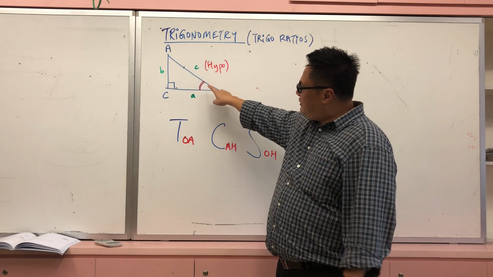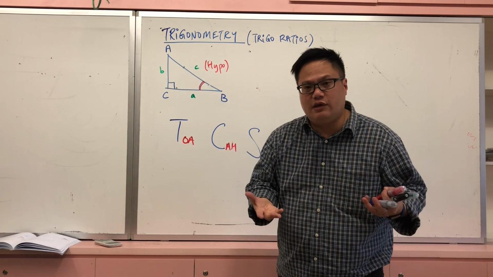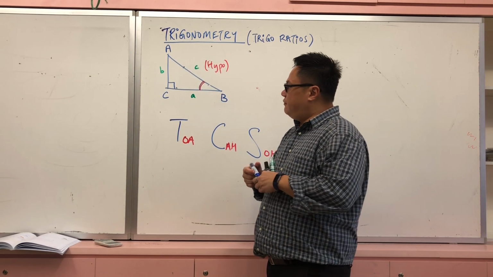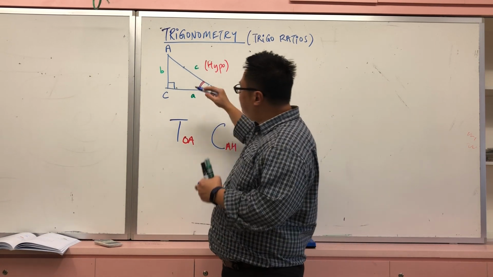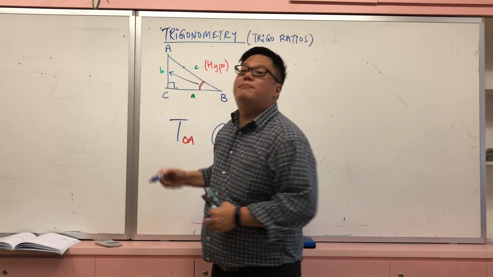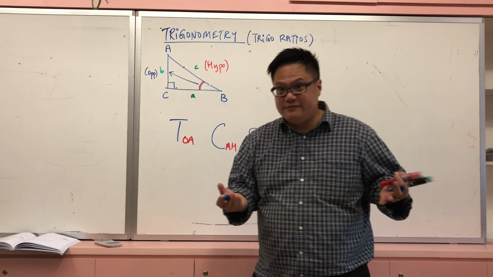So assuming this is a reference angle, the angle that we are working with, call it the reference angle, or base angle. Over here, this is the base angle. The length opposite it, we call it opposite.